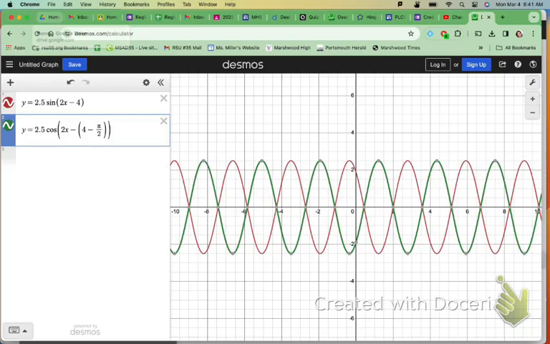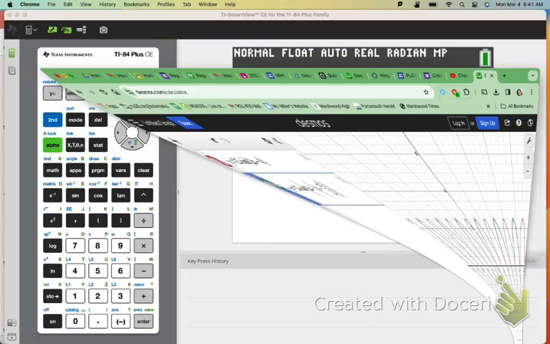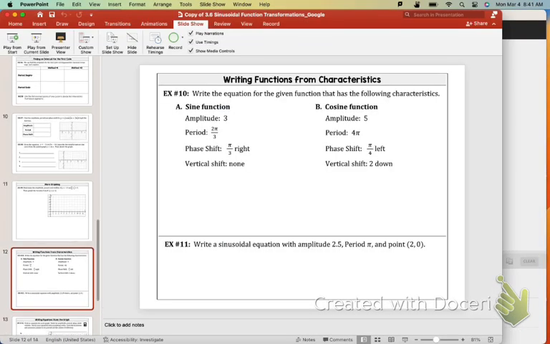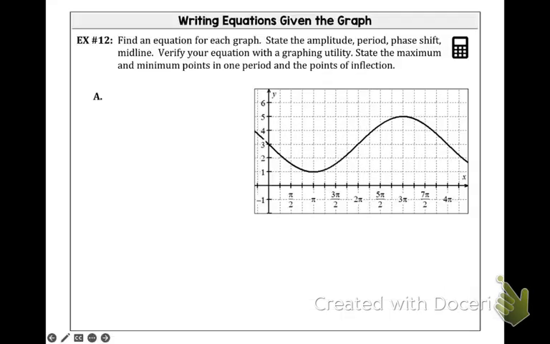All right, almost done. Here, you already have the graph of that first one. So red is the sine graph. You can see how it crosses through 2.0. The green graph is my cosine graph. You can see where it crosses at 2.0. Okay, let's go ahead and finish up our notes.